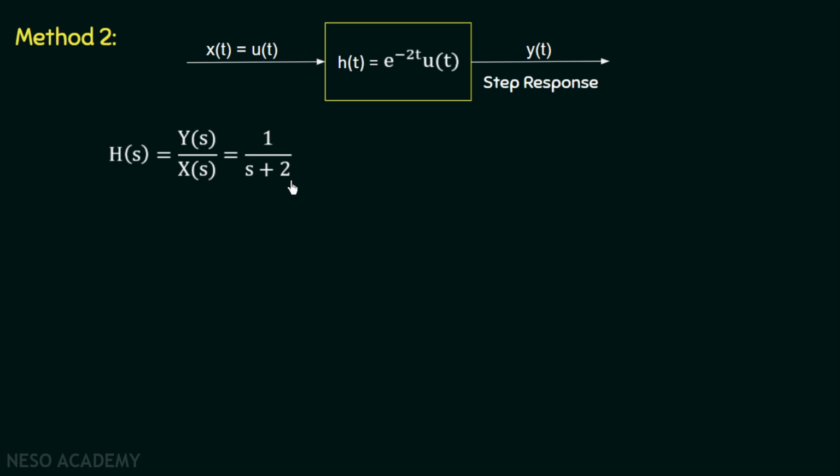Now if we have the transfer function of a system, we can find the output with respect to any input. In this case, the input is unit step signal. So if we have x(t) equal to u(t), the Laplace transform of u(t) will be equal to 1 over s. So we will have Y(s) over 1 over s equal to 1 over s plus 2.